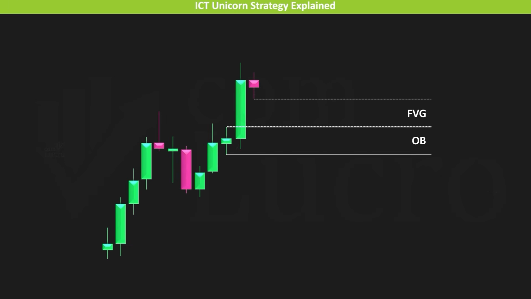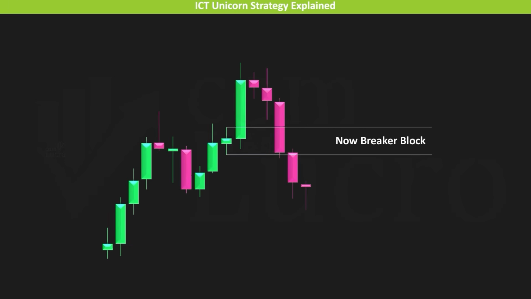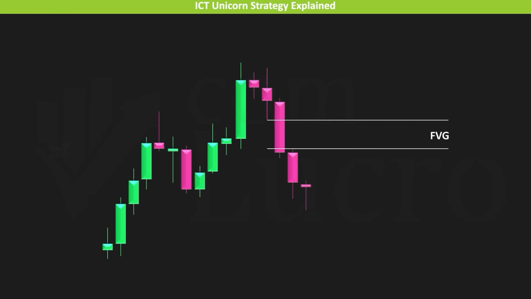When a demand order block fails to hold and price breaks through it, that area flips into supply. This flipped zone is what we call a breaker block, and it becomes an area where we expect price to react and reject. Now let us talk about fair value gaps.